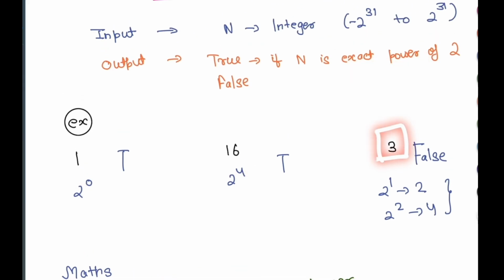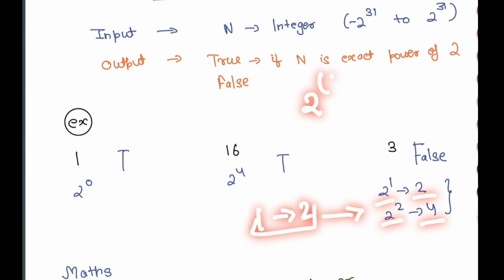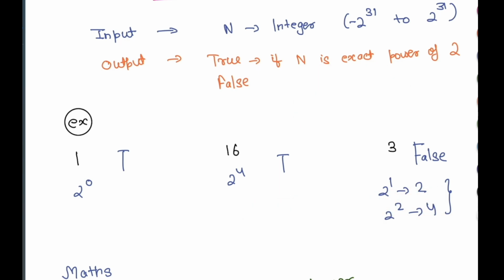But when we talk about 3, if the given value of n is equal to 3, we need to return false because we have 2 to the power 1 equal to 2, 2 to the power 2 equal to 4. 3 will come somewhere between 1 and 2, right? We have to take the power of 2 with somewhere between 1 and 2, and that will be equal to 3. So it will not be an exact power of 2. And that is why we return false.